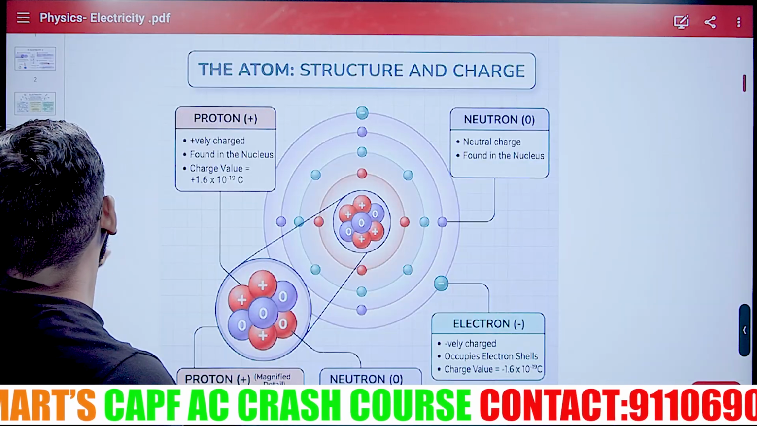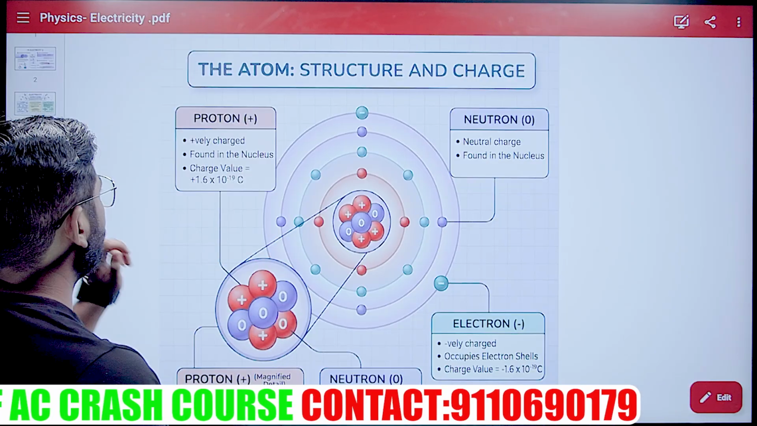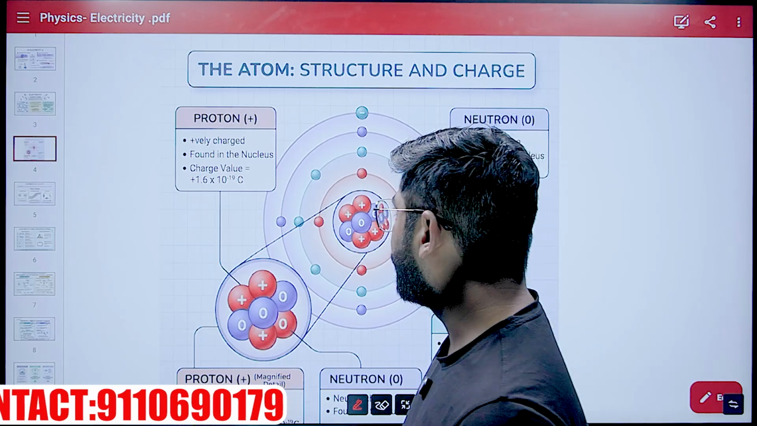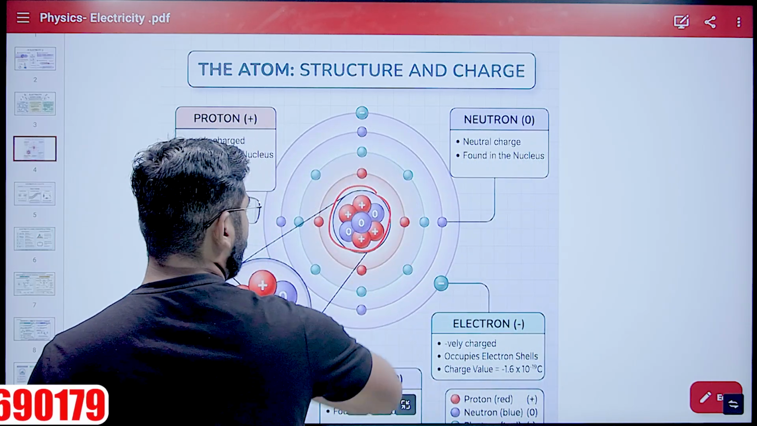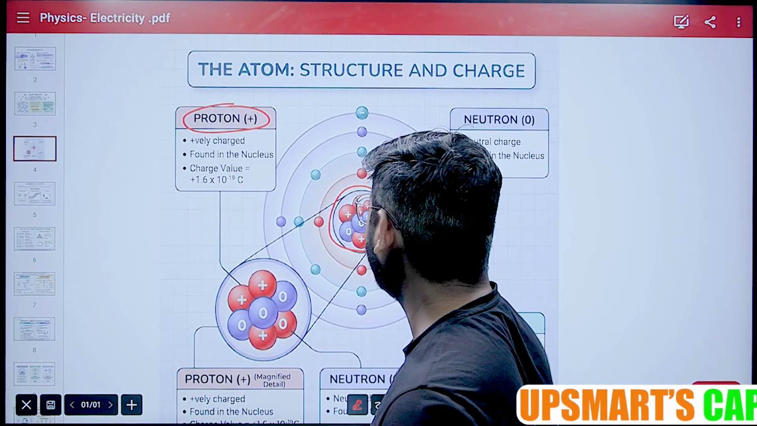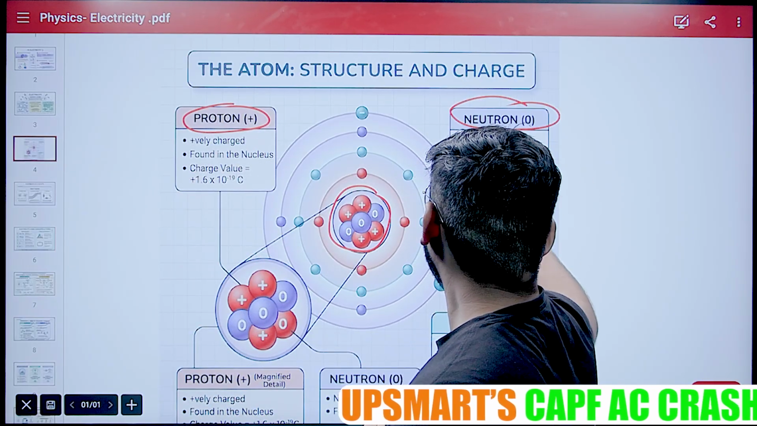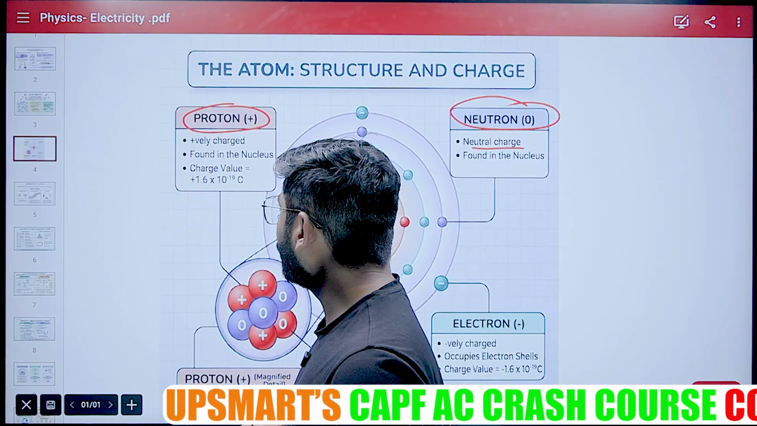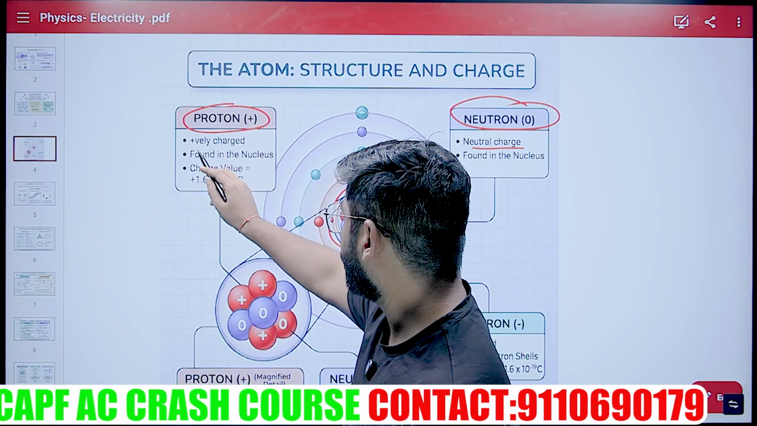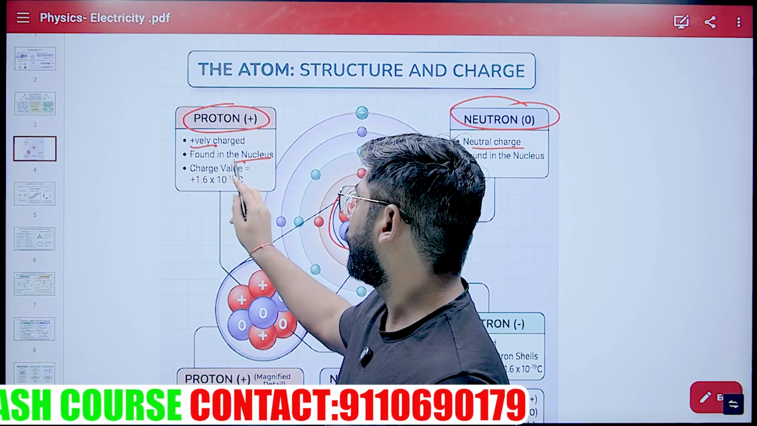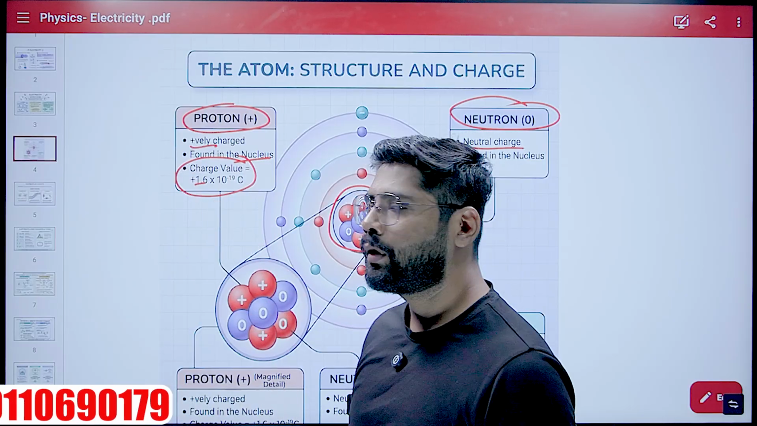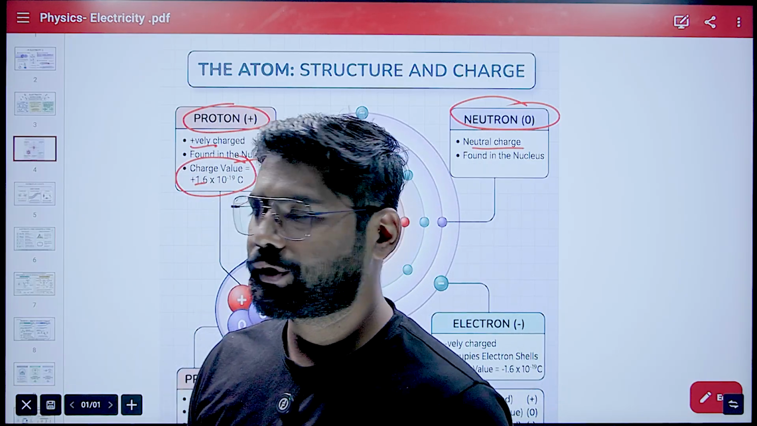Next is the atom, which we have seen, where we find the charge. Within the nucleus of the atom, what do we find? The proton, which is positively charged, and the neutron, which is neutral. We find the proton and neutron at the nucleus of the atom. Protons are positively charged, found in the nucleus, and have a positive charge value of 1.6 × 10^-19 coulombs.